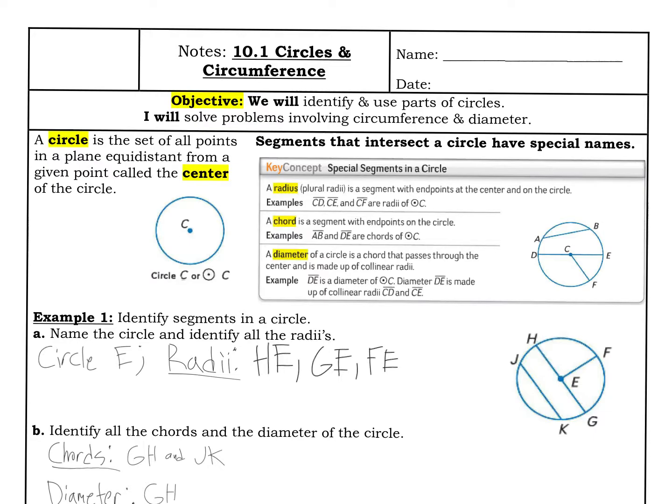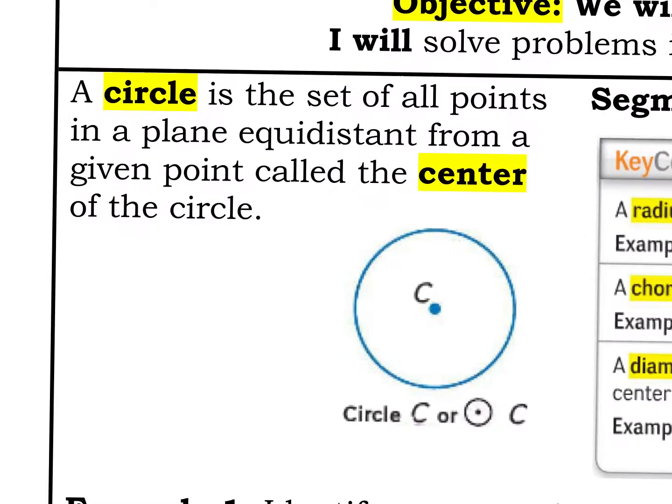So, for starters, let's talk about what it means to be a circle. A circle is the set of all points in a plane equidistant from a given point called the center of the circle. And so you name a circle by its center point. So this circle is going to be called circle C. You might see it spelled out circle C, or you'll see this little symbol, a circle with the center point in there, and then the letter C by it.